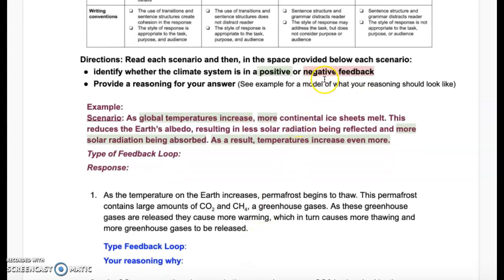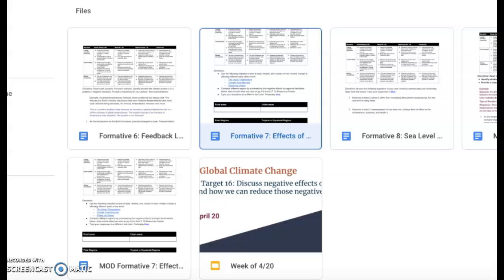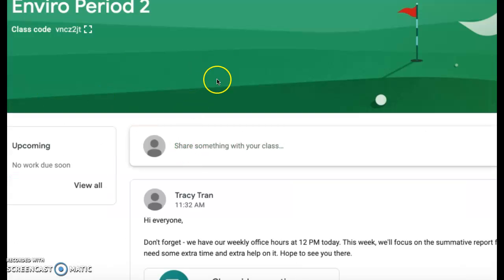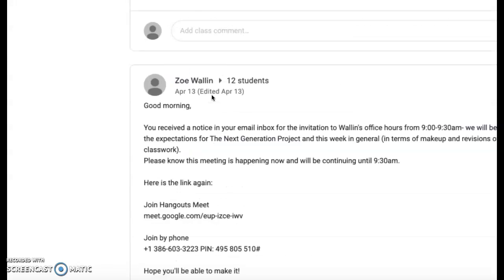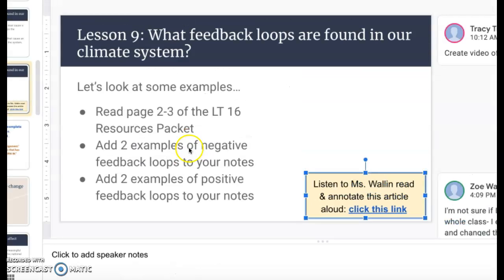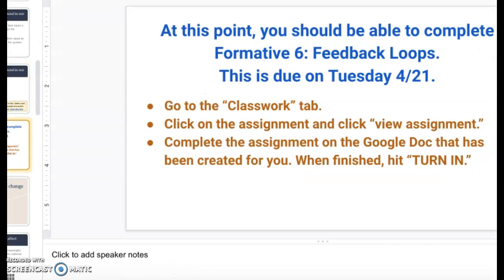So if I need to know what a negative feedback loop is, I'm going to refer back to my notes in the PowerPoint. So you're going to want to go back to the Google Classroom stream. Let me show you what I'm talking about. Opening the Google Classroom. So you're going to have to go back into your stream and go back to, this is the example for last week, but where Ms. Tran posts the PowerPoints for each week to refer back to the notes. All right, so I have them up here.